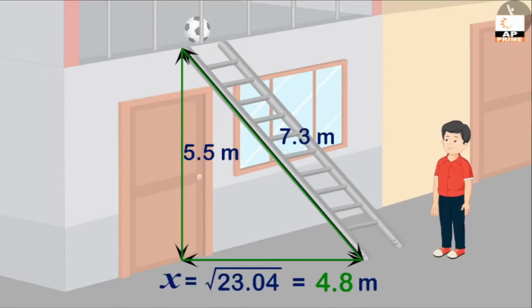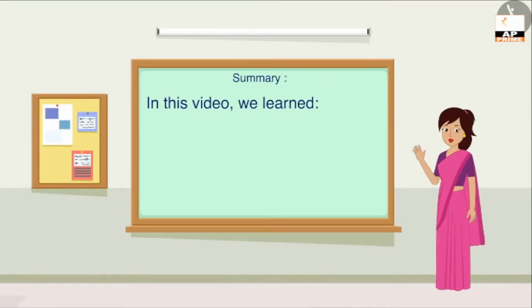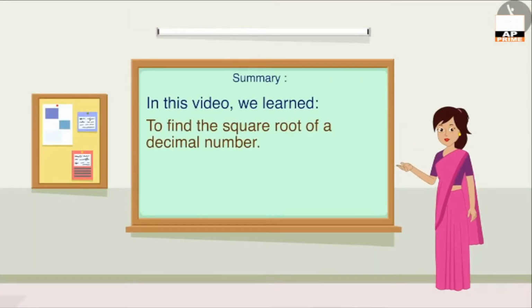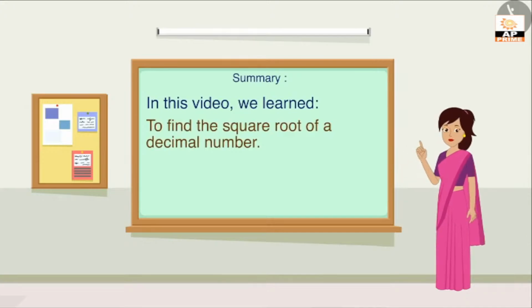This gives us the value of x as 4.8. This means that Vishal has placed the ladder at a distance of 4.8 meters from the wall to climb the roof. So in this video, we learned to find the square root of a decimal number. In the next video, we will see examples of this. Thank you.